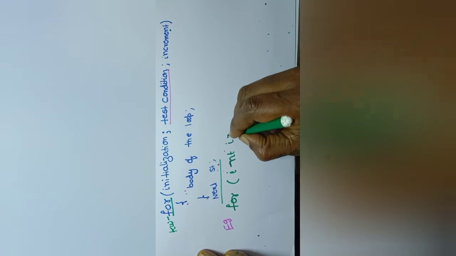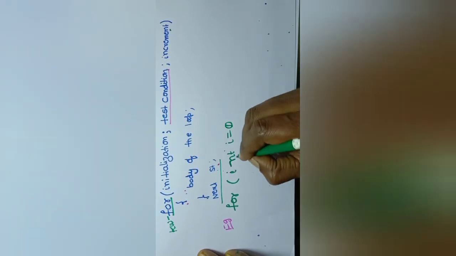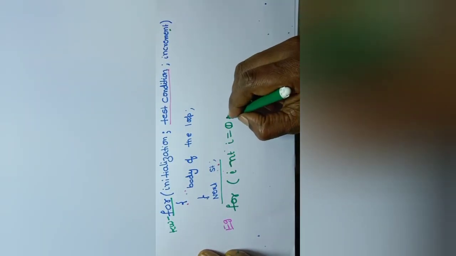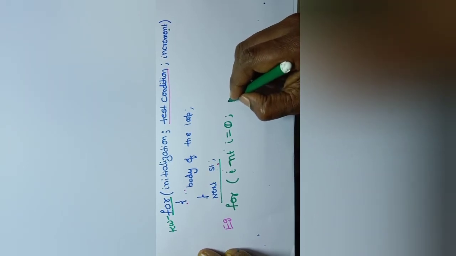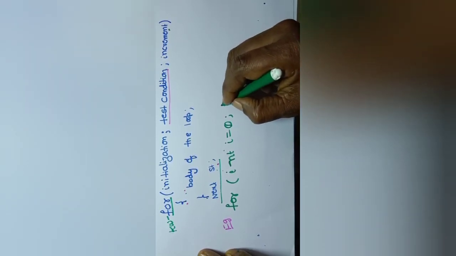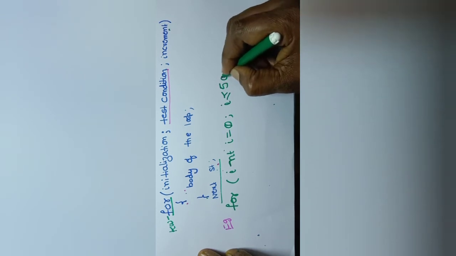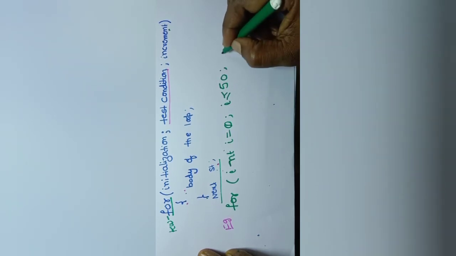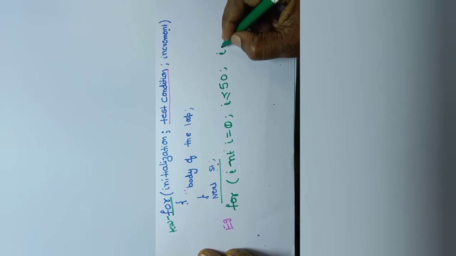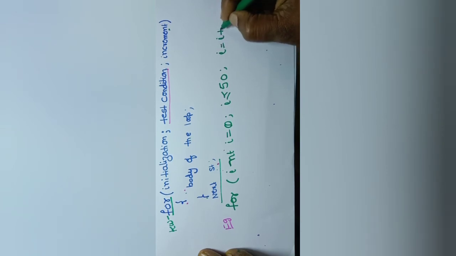int I is equal to 0. If you want, you can declare I is equal to 0 before also. And what is our test condition? Test condition is I is less than or equal to 50 if I am adding the even numbers. And what is my increment? I is equal to I plus 2.